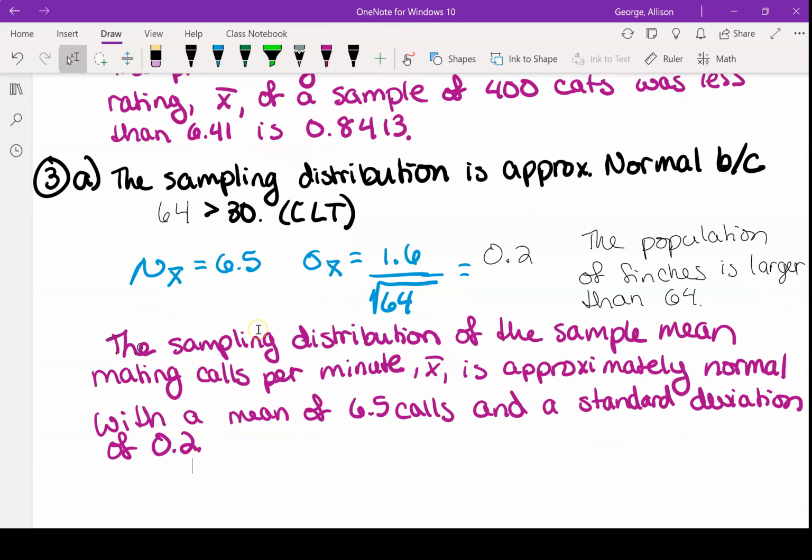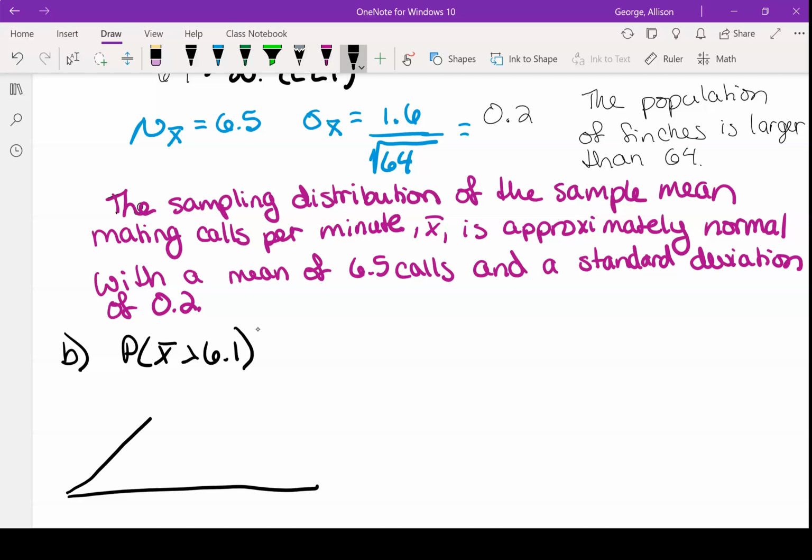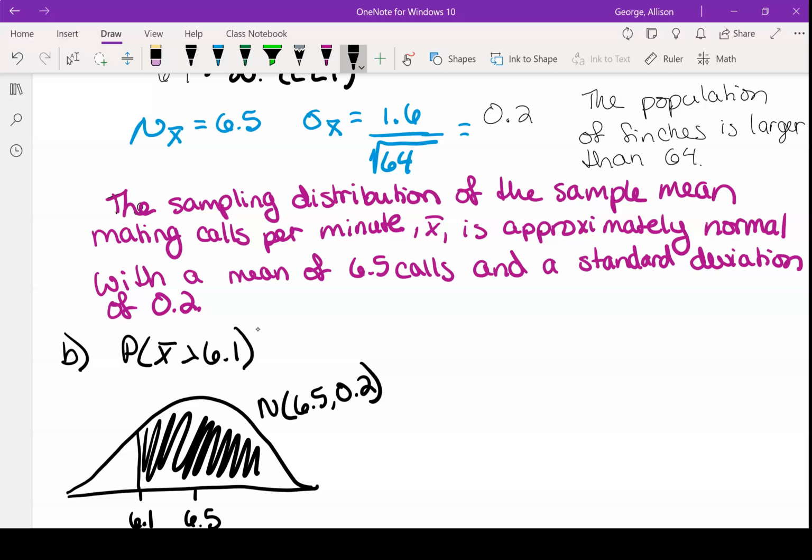Part B is asking us to go through and do the calculation. All right, so we are going to find the probability that X bar is greater than 6.1. That's what we're looking for. So first up, draw the picture. 6.5 is our mean. Put in our label. We're finding the probability that the mean is larger than 6.1, so we're shading to the right.